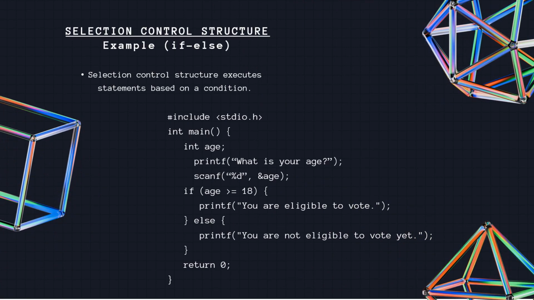An example of an if-else control structure in a program is a program that requires a user to input their age and then displays whether or not this person is eligible to vote. In our program, if a user types in a number that is 18 or more, it will print out the message that you are eligible to vote. Otherwise, it will print out the message that you are not eligible to vote yet.